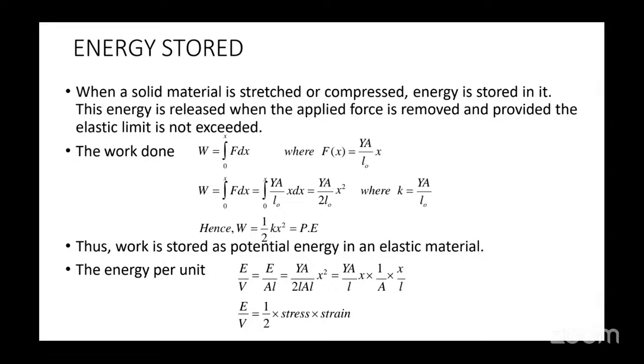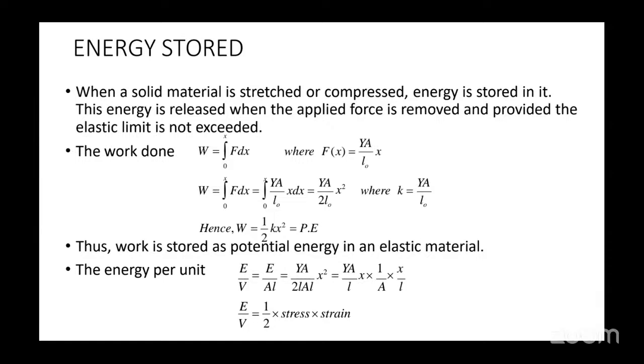So if we now substitute all those parameters you see there, from E over V is equal to E over AL. Now E, which is energy, we have derived it, replacing k with YA over L, we'll have YA x squared over 2 L times AL. Now you'll be wondering, why do we have 2 L times AL in the denominator? Why not 2 AL squared? Because of our target, we are trying to show that the energy per unit volume is half stress times strain. So we are splitting the terms so that we can get to where we are going.